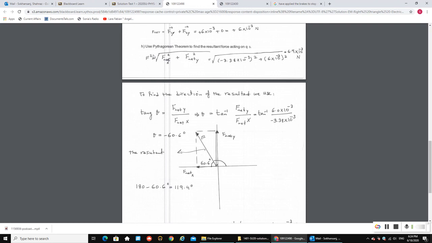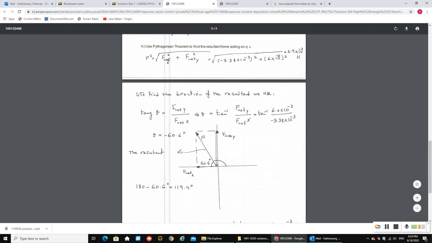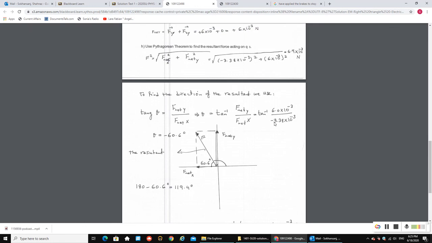In addition to the magnitude of the force, to find the direction of the resultant we need to find the angle that the force vector makes with the positive X direction. We are looking for this angle here. So we say tangent theta is always F net Y over F net X, and theta is tangent inverse, or arc tangent, of F net Y over F net X. We put the numbers here. Make sure to put the negative sign for F net X or F net Y, and then we find it is negative 60.6 degrees.